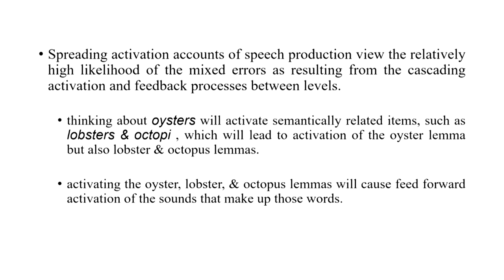Okay, so how do they explain this? They say that thinking about oysters will activate semantically related items such as lobsters and octopi, which will lead to activations of the oyster lemma as well as the octopus and lobster lemmas. Activating the oyster, lobster and octopus lemmas will then cause feed-forward activation to the sounds that make these words. So, at the semantic level, all three are equally activated, and they are now sending activation down to the sound levels.